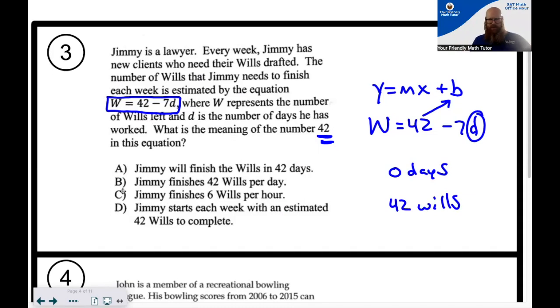So 6 wills, that doesn't make any sense. 42 wills, but per day, that doesn't really make sense. The word per is more associated with the slope, and that's -7 in this problem. Finish for wills in 42 days? No, it should be 42 wills because again, the 42 is the y-intercept, which should be using the units for the y. And that leads us to D. Starts each week, right? 0 days have gone by. That's the start of something.